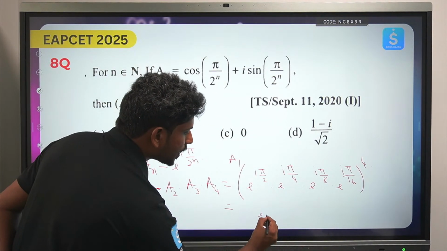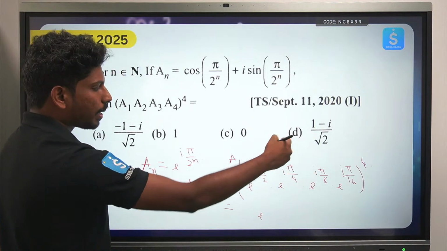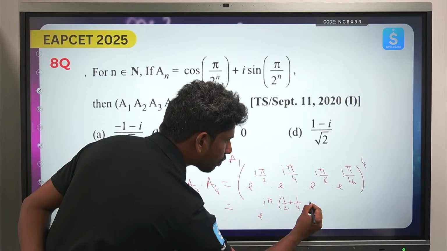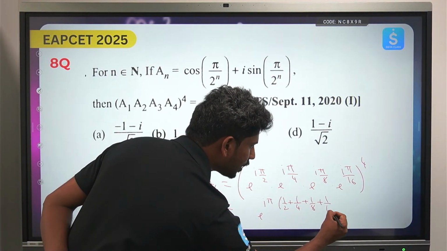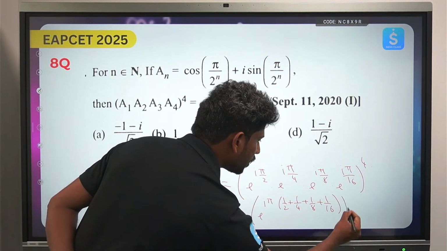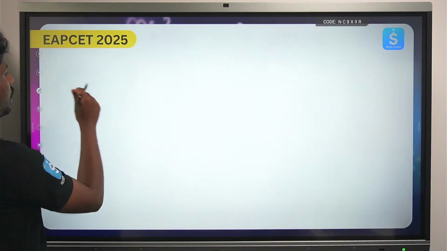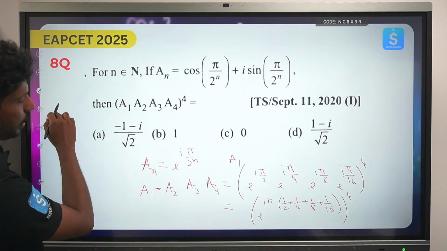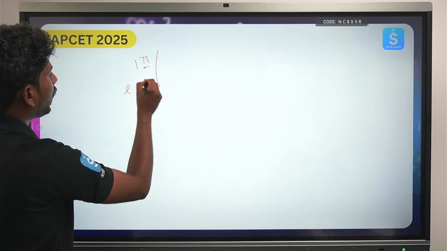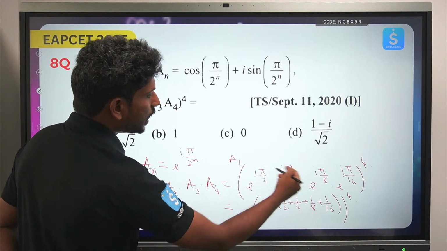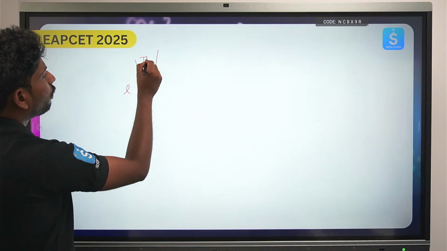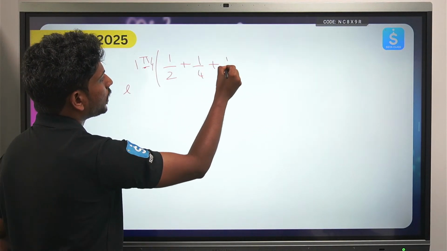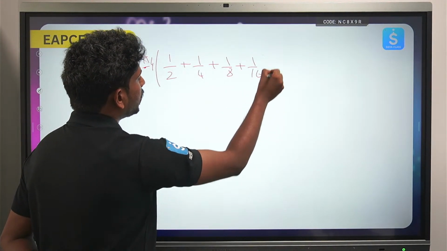Now I can use a power m into a power n equals a power m plus n. So I can take e power i pi into 1 by 2 plus 1 by 4 plus 1 by 8 plus 1 by 16, whole to the power 4. So this will become e power i pi, and I will write the 4 also, because e power i theta whole to the power n is nothing but the 4 times, so I can write it as 1 by 2 plus 1 by 4 plus 1 by 8 plus 1 by 16. So what can I take common?